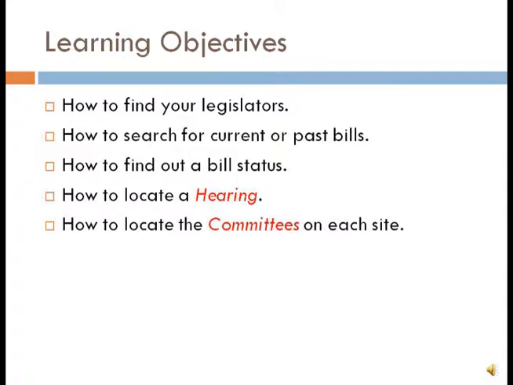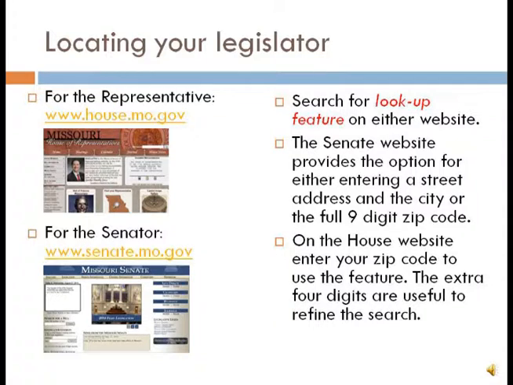The learning objectives for this module: how to find your legislators, how to search for current or past bills, how to find out a bill's status, how to locate a hearing, and how to locate the committees on each site. The next slide is about locating your legislator.